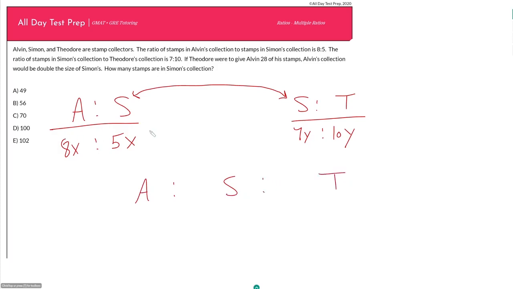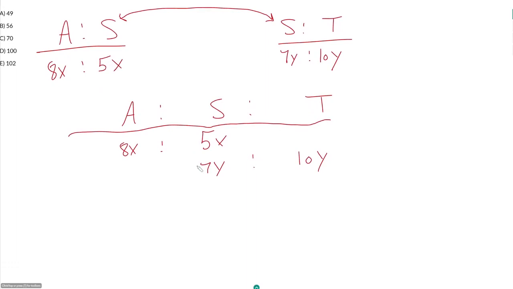Take my two ratios, instead of writing them like this, just write one on top of the other, and then have how they are linked, if they are linked in the middle. So we got 8x to 5x is Alvin to Simon, and Simon to Theodore is 7y to 10y. If this is our setup of our ratio, what is this telling me? The only thing we know is that 5x must be equal to 7y.